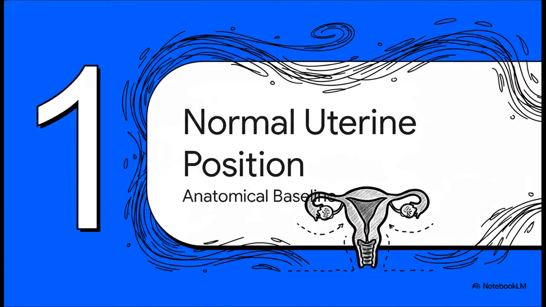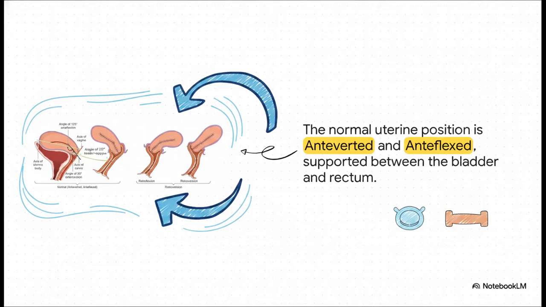Okay, first things first. Let's set our baseline. Before we can talk about something being displaced, we have to know exactly where it's supposed to be in the first place, right? Take a look at this classic diagram. You can see the uterus nestled right between the bladder in the front and the rectum in the back. But what's really key here is its posture. See how it naturally leans forward? This characteristic forward tilt isn't random. It's defined by two very specific angles that we need to know.